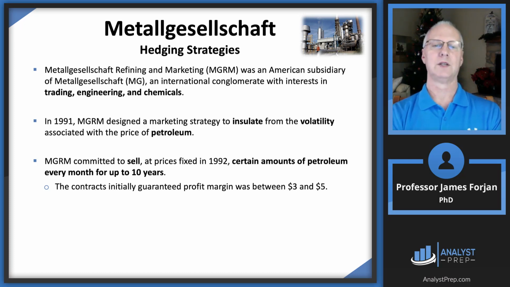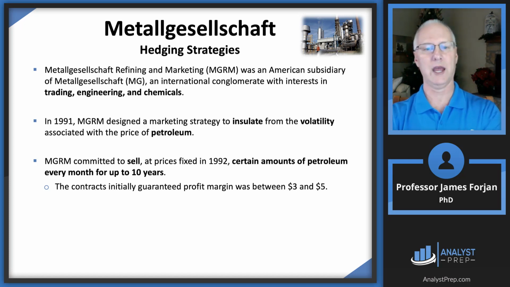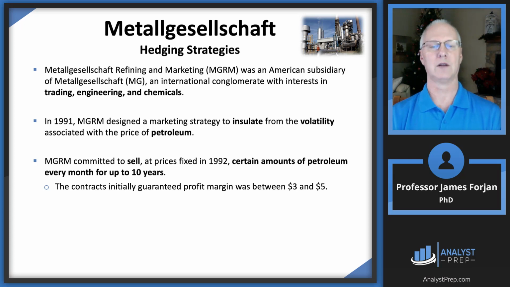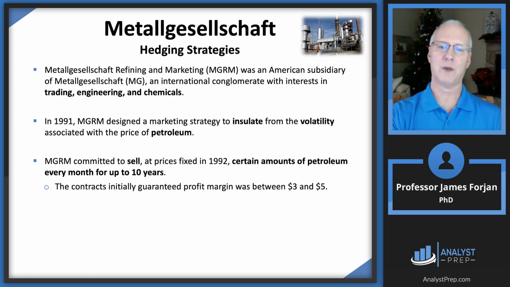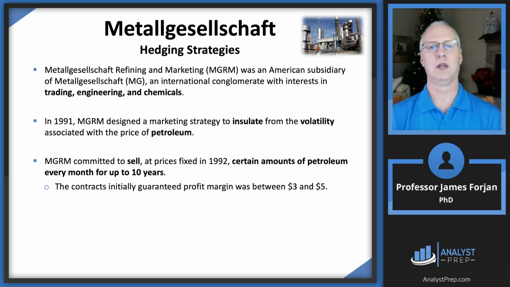And this is what MG would do. It would agree to sell at a fixed price in some certain year, 1991, 1992, whenever that was, a certain amount of petroleum every month for a long-term period. So these are forward contracts. What it did to manage that risk was to use the near-term futures contract to make certain that they were able to honor their original contract. And as long as the futures price was above the spot price, which we call backwardation in futures markets, then there was a profit to be made. And MG made a profit.